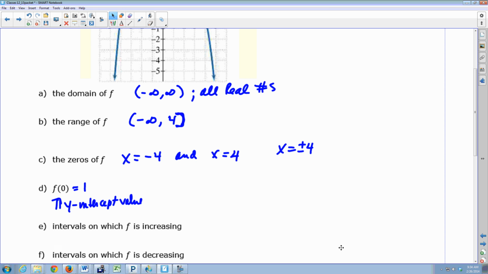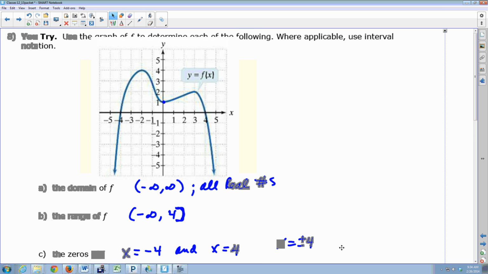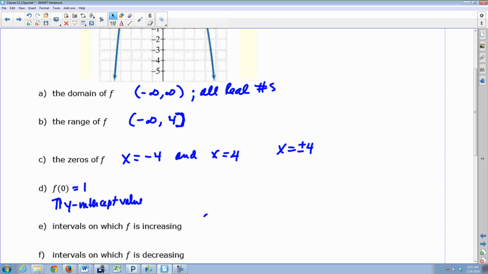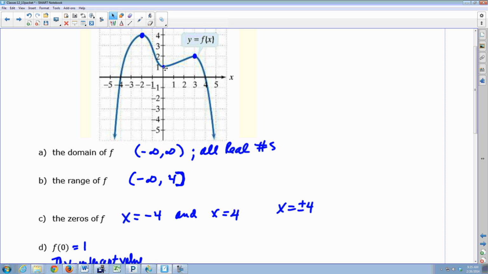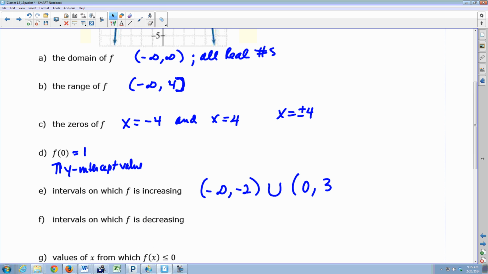Okay, the intervals on which f is increasing. I look for my high points, because I know there are my 2 high points. Everything before my high point is the interval that I'm increasing. So in this particular case, I'm going from -infinity to -2. And since I have 2 high points, I'm going to union that with another set. I'm increasing here. The interval before I get to that high point is from 0 to 3. And these are all open intervals.